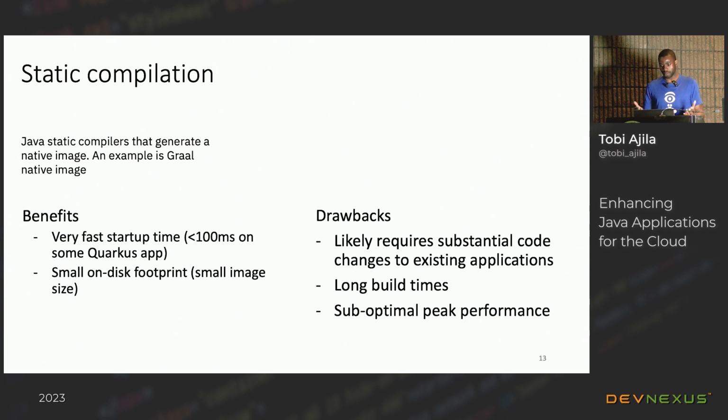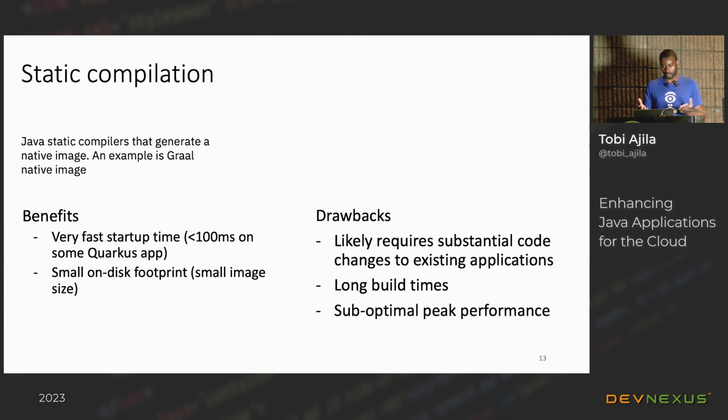The benefit of this approach is that you can achieve very fast startup times. With Quarkus native image, you can start in under 100 milliseconds, which is very fast. Another benefit is that because you're doing static compilation, the compiler has full knowledge of what's going into the image, and it can strip out the parts of the application that aren't needed. So your on-disk footprint gets smaller.